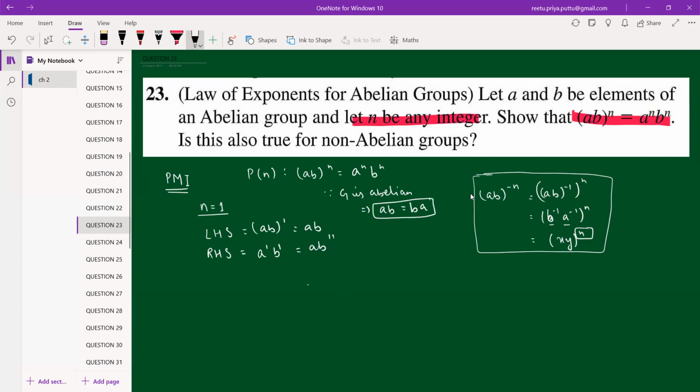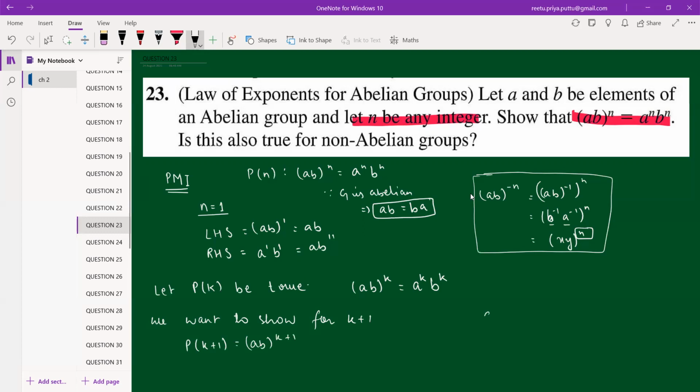Next, we will consider, let Pk be true. So we are considering it true for k. So the true statement is (AB) to the power k equals A to the power k and B to the power k. Now we want to show it for k plus 1. So let us write Pk plus 1: we have to show (AB) to the power k plus 1 equals A to the power k plus 1 and B to the power k plus 1.